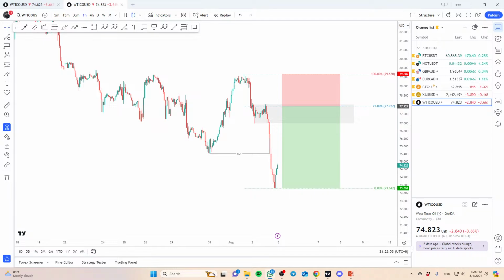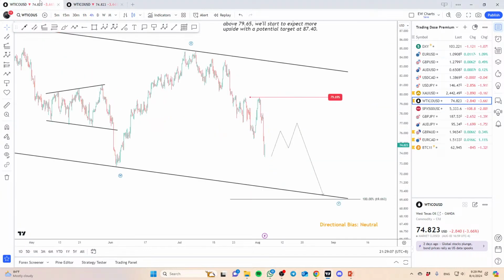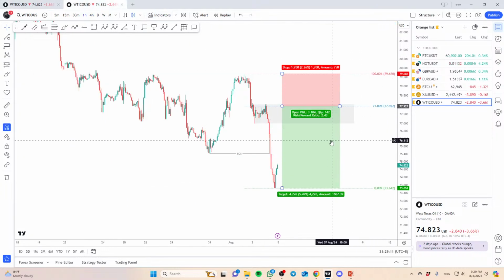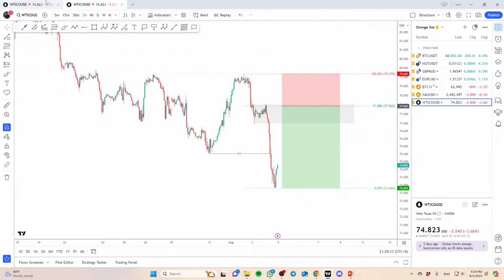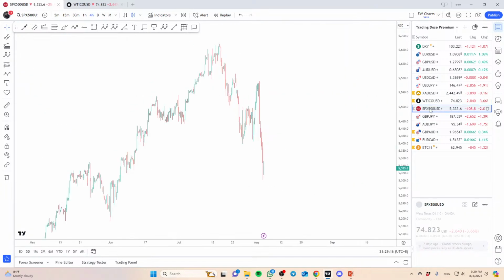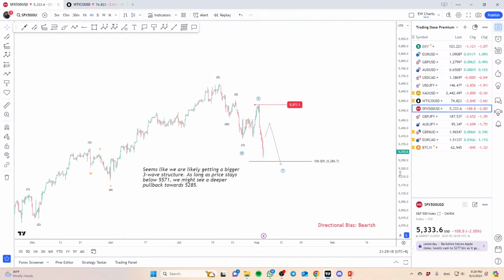So I hope this is clear. That's on crude oil. Crude oil here has huge downside opportunity as well. Potentially you want to keep an eye on this trade idea. Then we look at S&P.